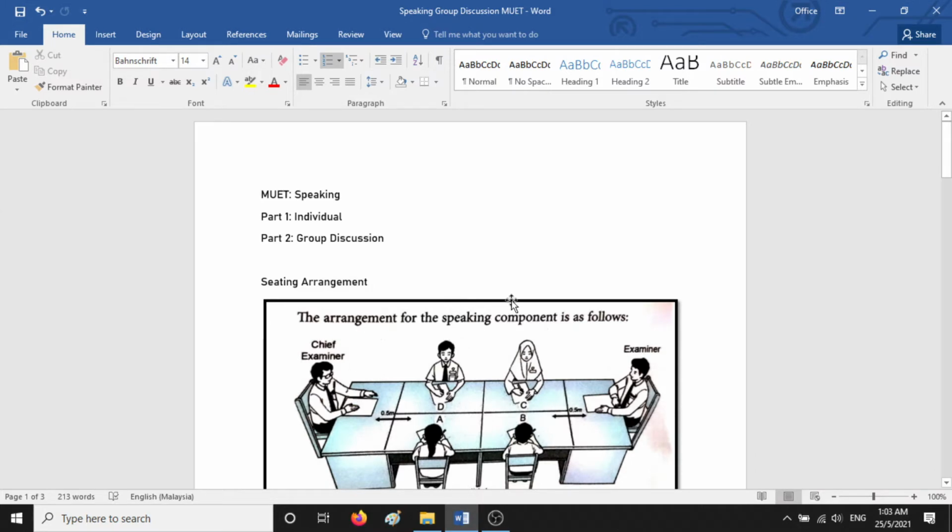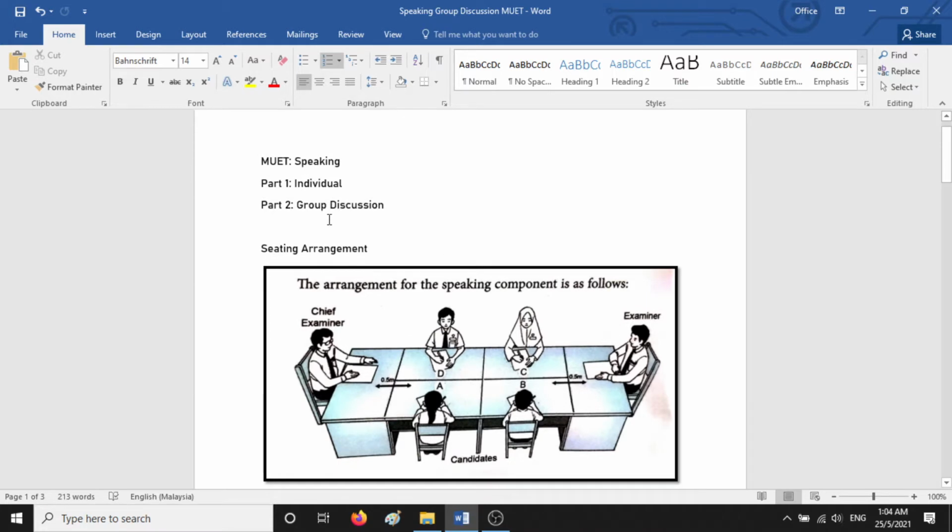Like I explained to you before in the class, we have two parts for the speaking task. The first one is part one, which is the individual presentation, and then part two, the group discussion. I think before this I already taught you in the class about the individual presentation, but I haven't really got a chance to teach you on the group discussion.